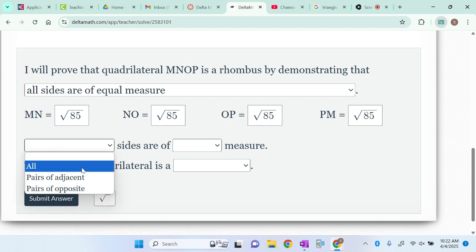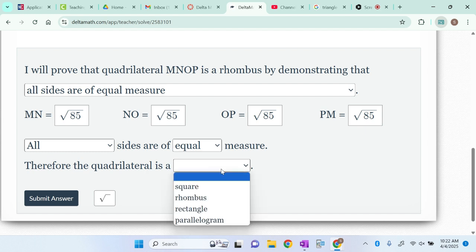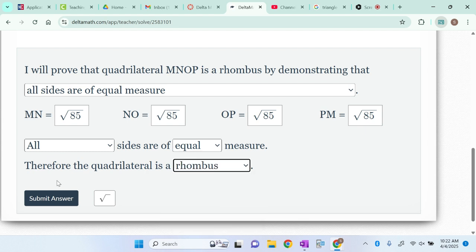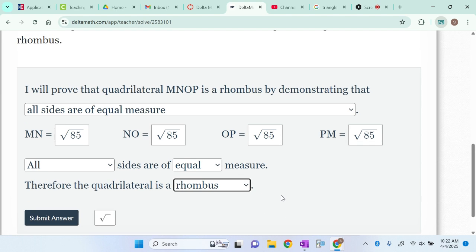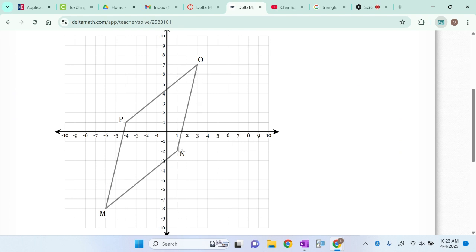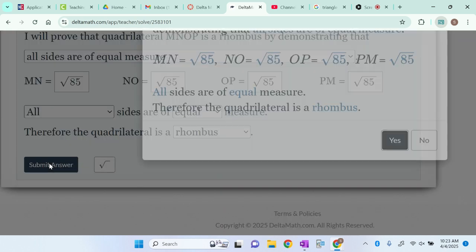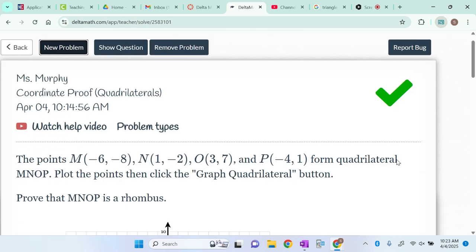So all the sides are equal. Since all the sides are equal, it must be a what? A rhombus of some sort. That's all we got to do. So once you use Pythagorean theorem to figure out that all these sides are congruent, and that's just by making right triangles by doing rise over run between 2 different points, and then treating the side lengths as the hypotenuses, it's really easy to figure out. So submit. Yes, should be correct.